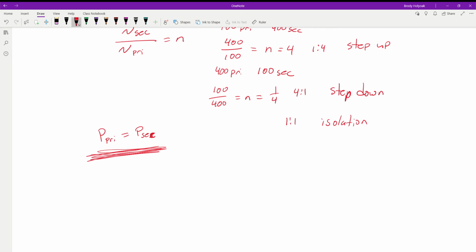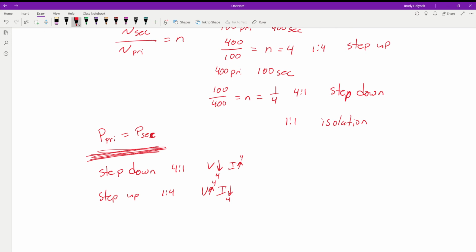So if we have a step down transformer, a 4-to-1 ratio or whatever it may be, our voltage is going to go down by 4 times. That means our current is going to go up by 4 times because we have to maintain this relationship. If we have a step up transformer, a 1 to 4, our voltage is going to go up by 4 times. Our current has to go down by 4 times.